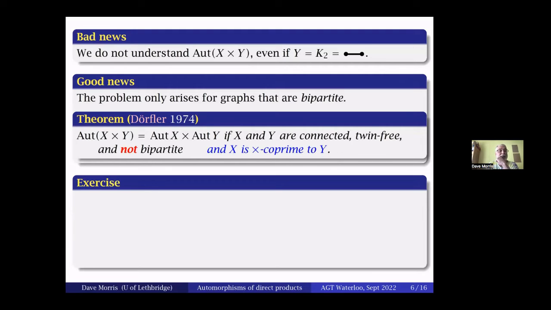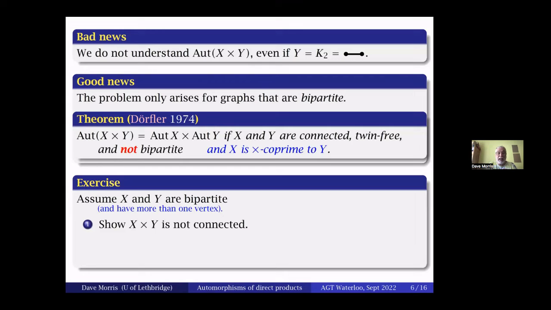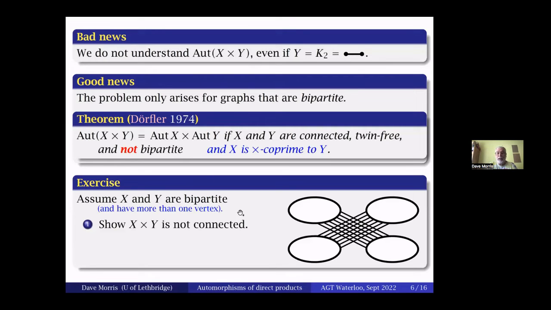And so let's look at the bipartite case. Suppose X and Y are bipartite, and assume they have more than one vertex, otherwise there's a triviality problem. Well, then X cross Y will not be connected. The point is just that X breaks up into two parts and Y breaks up into two parts. Because they're bipartite, when you take the direct product, all the edges will go in this cross pattern. So one part of X and the other part of Y will be one piece, and then the other part of X and the remaining part of Y the other. The graph will not be connected.